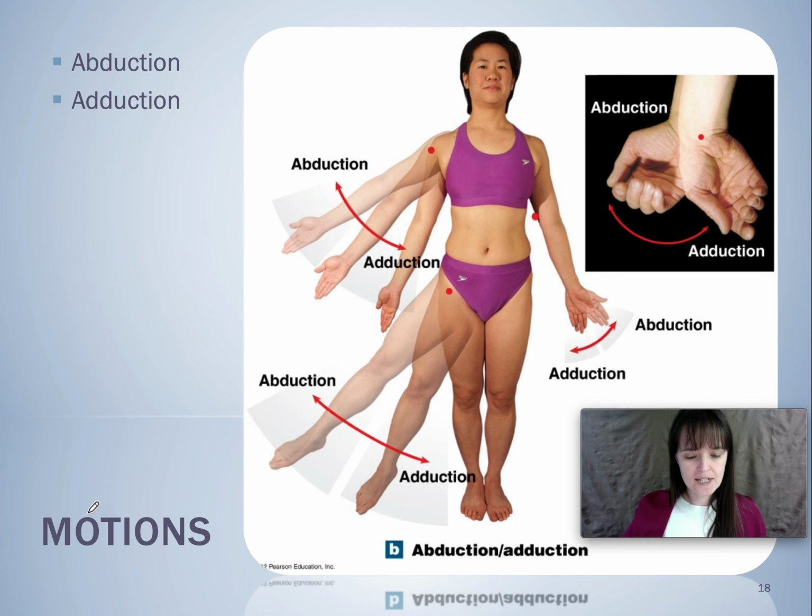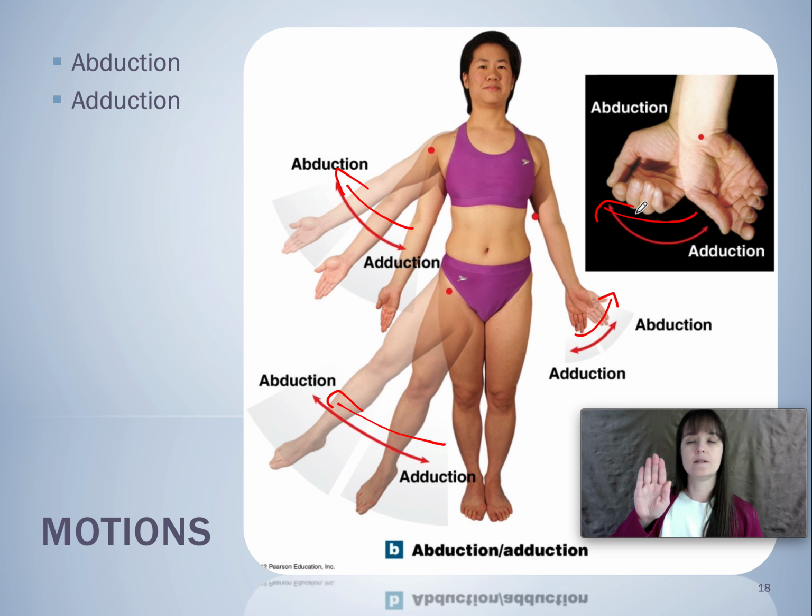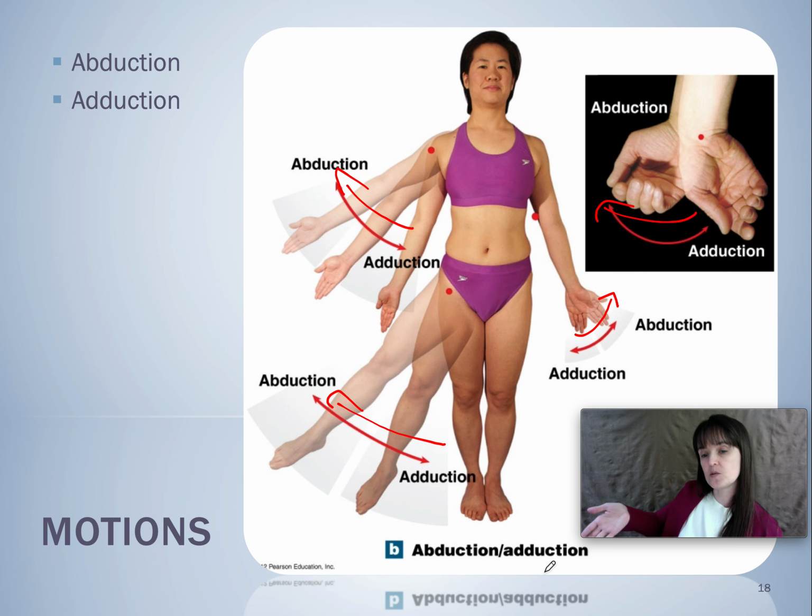All right, abduction and adduction. Abduction is moving away from midline. Adduction is when you add them back together. You can see that in the wrist. There's a picture on the next page of abducting and adducting your fingers away from and towards the midline of your hand. So abduction is the jump of the jumping jack. Adduction is when you jump back.